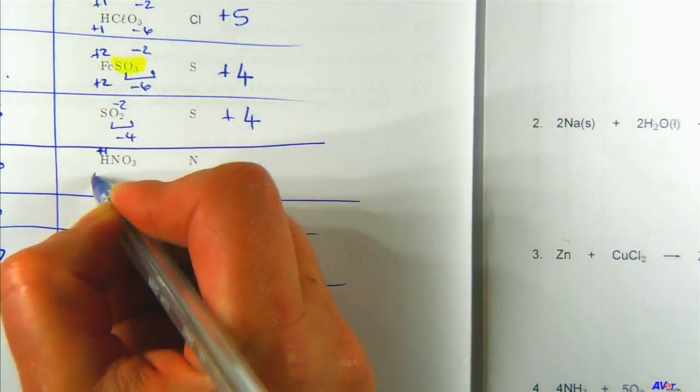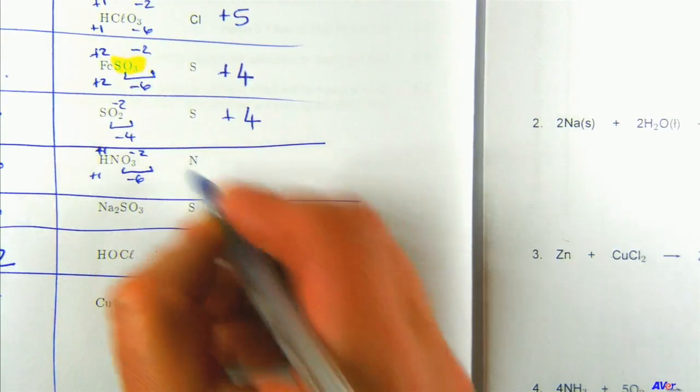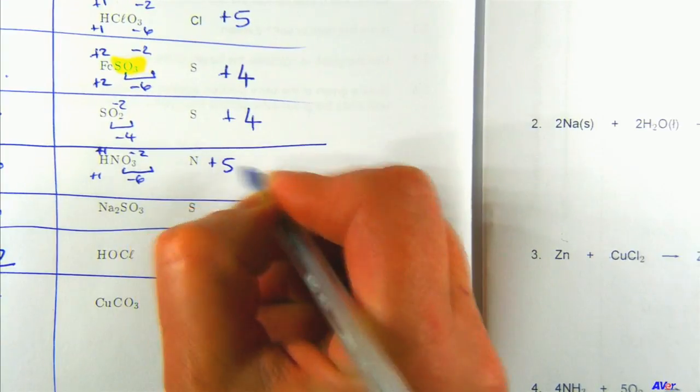+1, oxygen -2, so altogether that 3 will be -6. So we're up to -5, so that nitrogen is a +5.